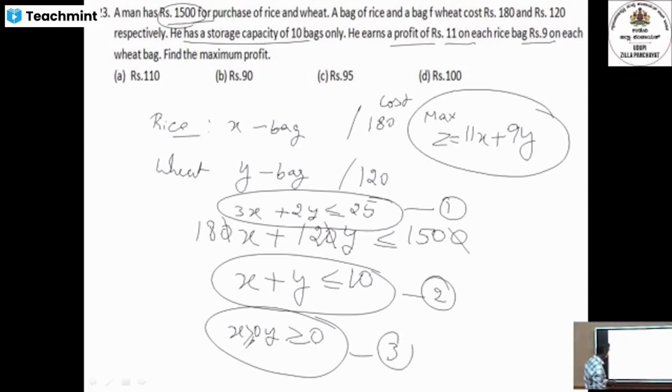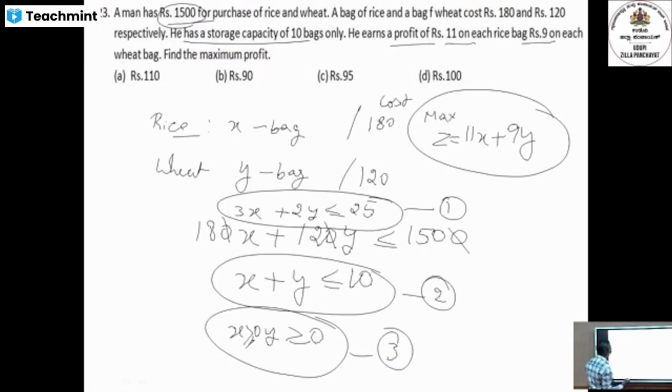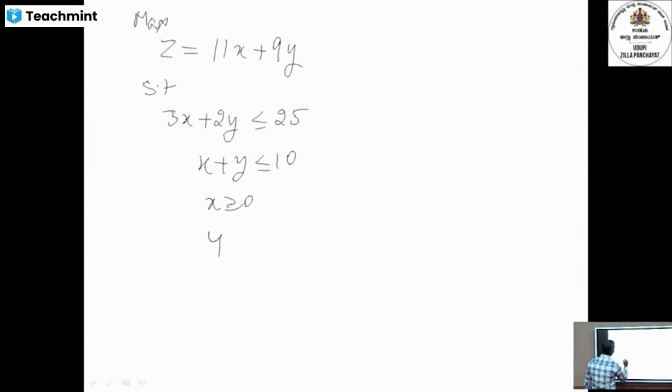So when you formulate the LPP, you can see that 3x plus 2y less than or equal to 25, x plus y less than or equal to 10. So this problem is: maximize z = 11x plus 9y subject to 3x plus 2y less than or equal to 25 and x plus y less than or equal to 10, x greater than or equal to 0, y greater than or equal to 0.